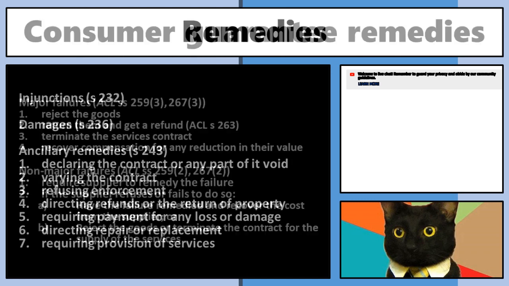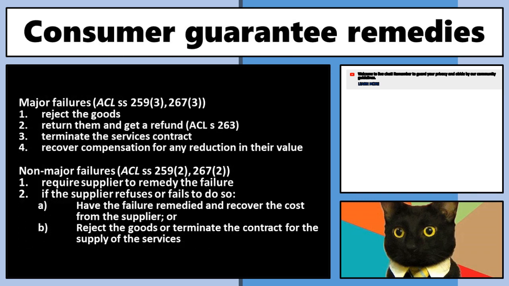And if it's a consumer contract, you can also get these things as well. And again, there are two broad categories. We've got a major failure or a minor failure of your particular product. And look, this is pretty harsh. I just point this out.